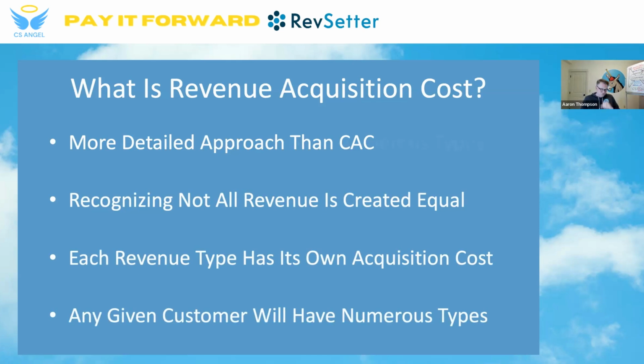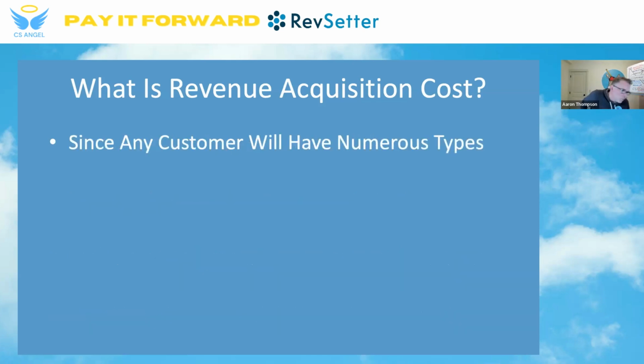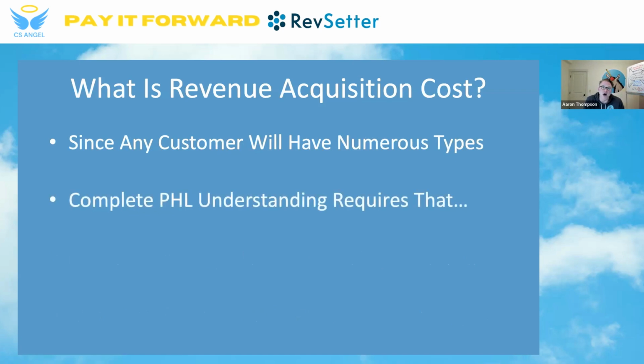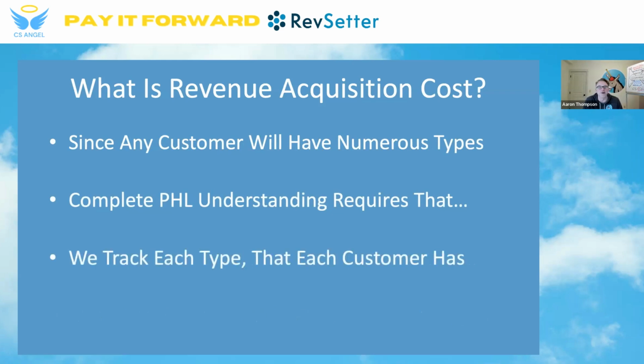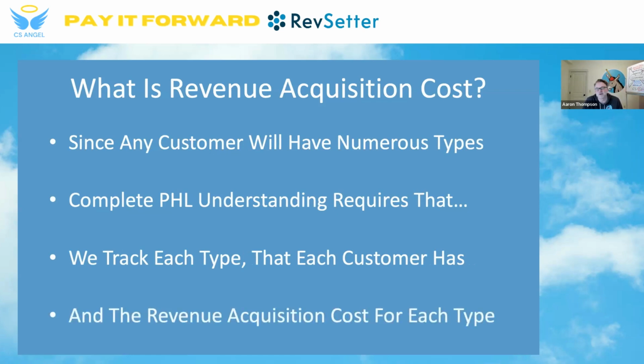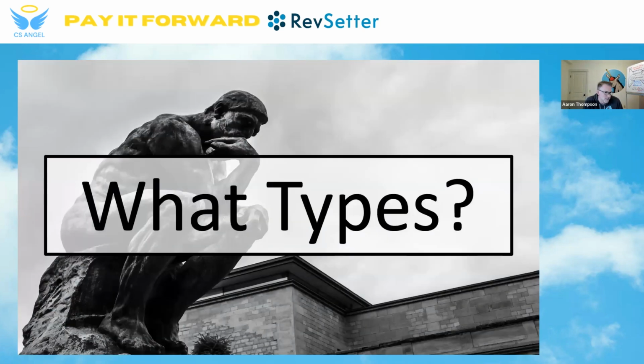So for us to truly track what is profitable, what is the health level of our revenue, of our profitability, in other words, to completely understand the PHL for any given account or customer, we've got to track what types they have and then attribute the appropriate acquisition cost to each type. So then the next question is, what kinds of revenue are there? I alluded to 5 of those a minute ago.